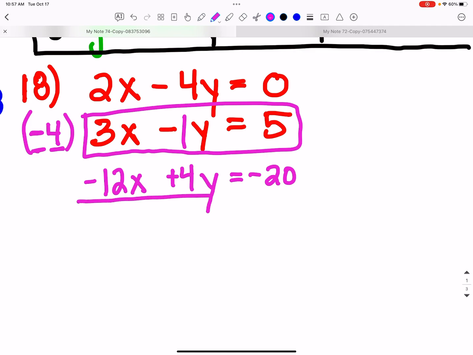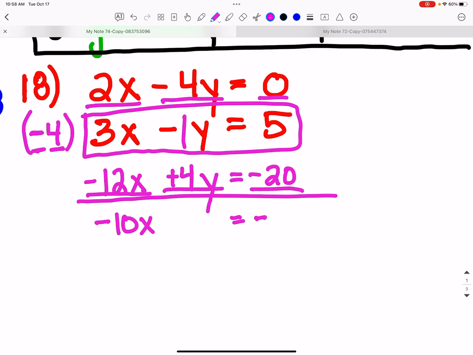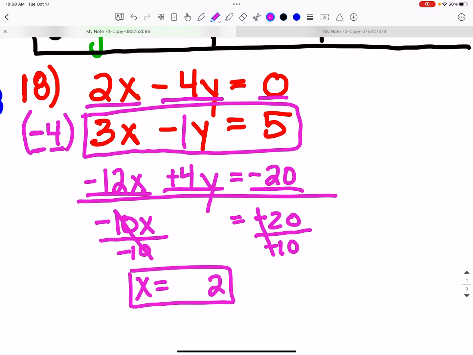Now we do 2x's versus -12x's. The negatives win by 10x's. -4y and positive 4y's kill each other off. 0 versus -20. -20. Divide by -10, because we divide by whatever number's in front of the x. So -10 kills -10, and x equals 20 divided by 10 is 2, and the negatives kill each other. So we've got x is 2.